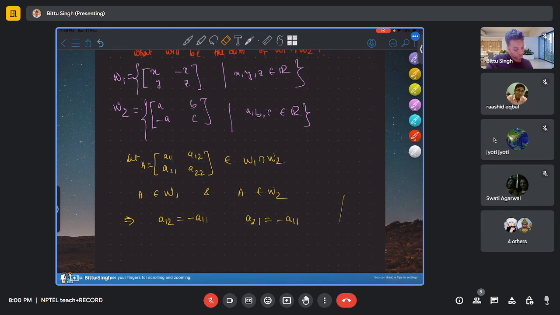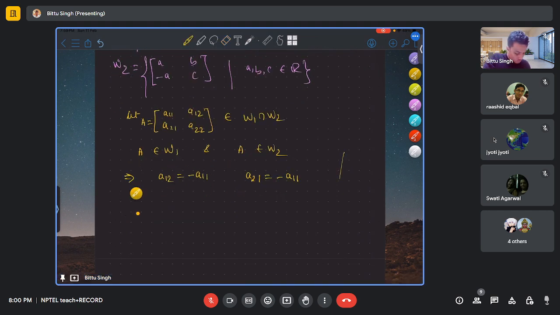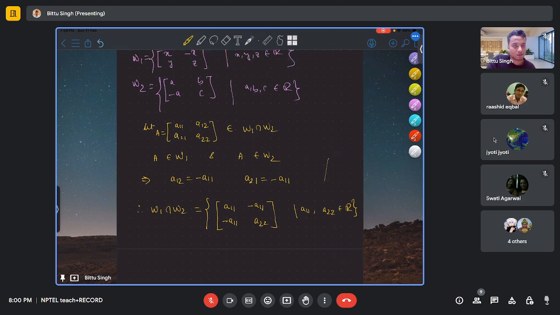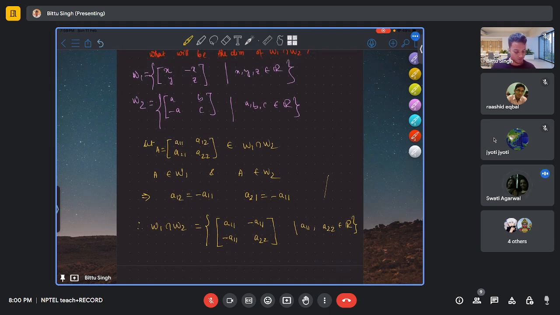Therefore, W1 intersection W2 can be written as matrices of this form: A11, negative of A11, negative of A11, and the fourth entry can be anything, where A11 and A22 come from the real numbers. Is it clear? Okay.